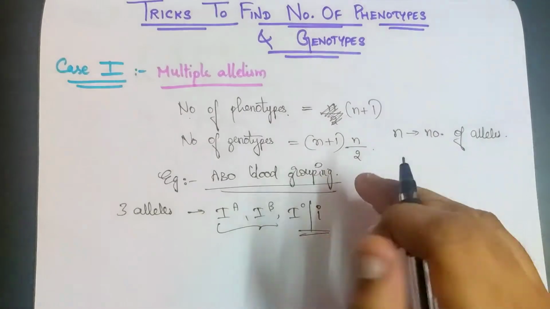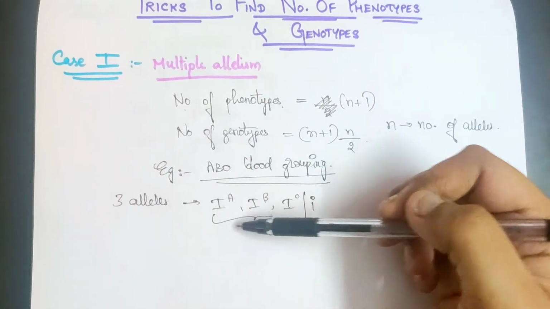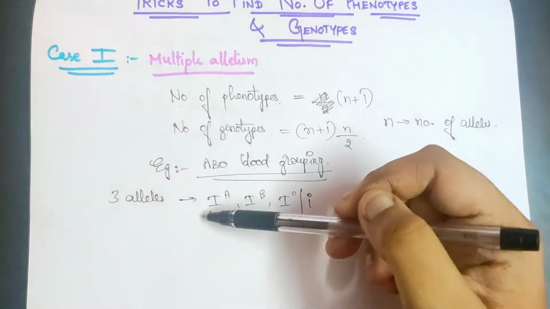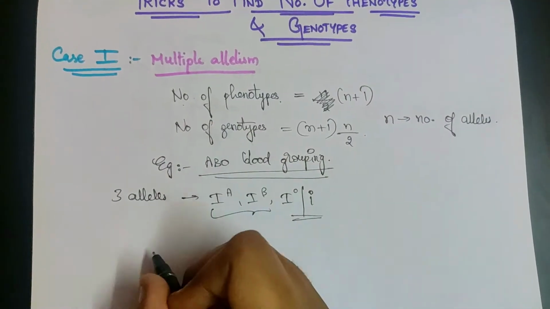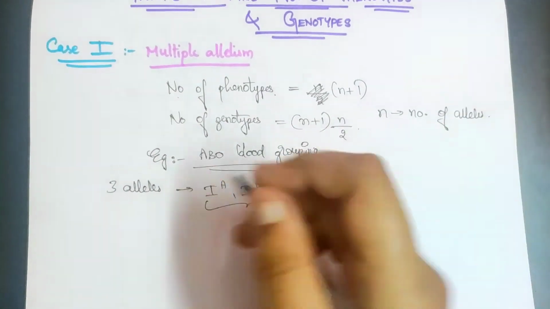I'm not going to discuss that here. Just see here, multiple allelism. 3 types of alleles will be present. From here, can we calculate the number of phenotypes? Yes, we can calculate easily.